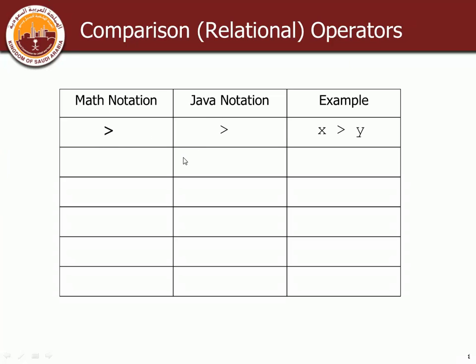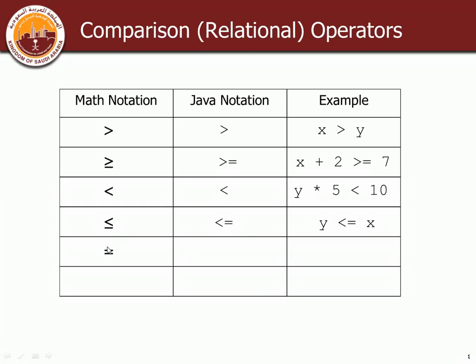These are the ones. So for the comparison operators, this is the greater than, and this is how we use it in Java. And this is an example. Same thing with greater or equal. You notice that the equal is after the greater symbol. And you remember, we've seen that before. Lesser than, same thing, lesser or equal. We always start with the lesser symbol, and then the equal is at the end.